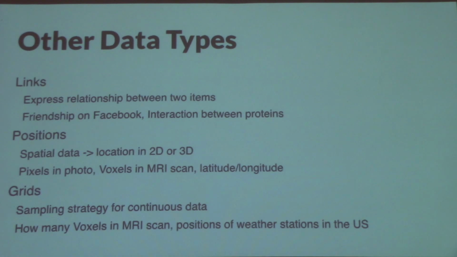And grids are a special type of data type that is essentially a sampling strategy for continuous data. And we'll have a lecture on grids. For example, how many voxels are there in an MRI scan? How regularly are they? You could also think of the positions of weather stations in the US as an irregular grid. They're not exactly at specific longitude and latitude positions, but rather arbitrarily positioned. So this would be an irregular grid.